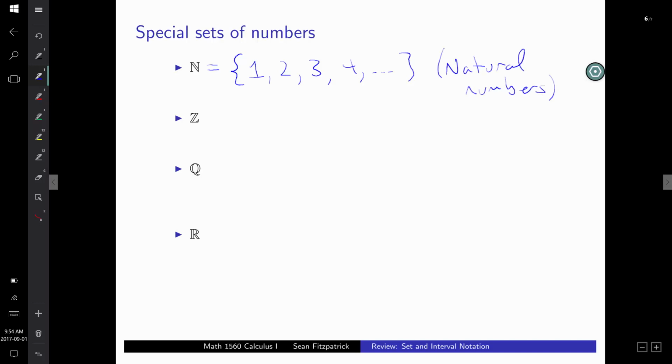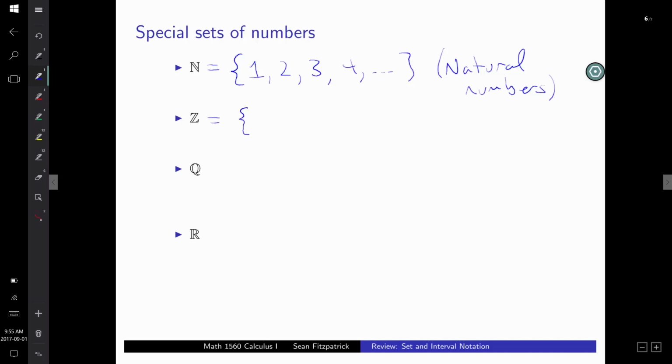Occasionally you might see people that tell you that 0 is also an element of the natural numbers. Depending on the context, some disciplines include 0, some don't. It's fine. You just have to make sure that you tell people whether or not 0 is in there. Usually in calculus we don't include 0. In other courses you might include 0. It's nothing to lose sleep over.